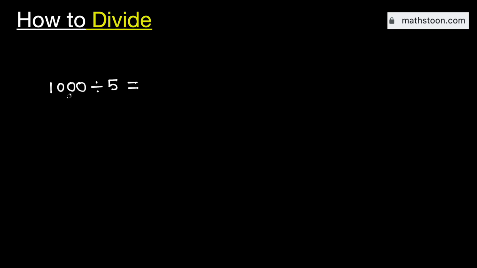In this video, let us learn how to divide the number 1000 by 5 using the long division method. See that 1 is less than 5. That is why we will consider the number 10. We know that 5 times 2 is 10. Subtract, we get 0. Now this 0 is less than 5.